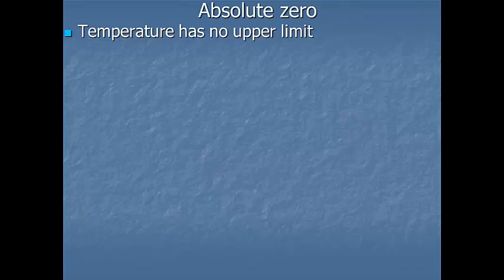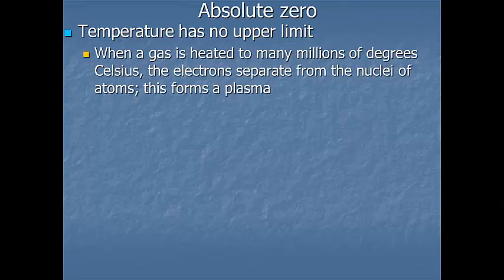In this video, we are going to be learning about absolute zero. So temperature has no upper limit. In other words, things can get as hot as they possibly can. What happens when gases get really hot is they become plasma. When a gas is heated to many millions of degrees Celsius, the electrons actually separate from the nuclei of atoms, and that forms what we call a plasma.